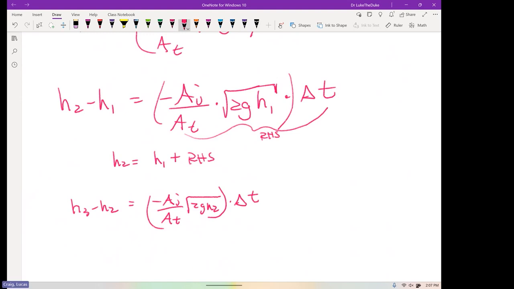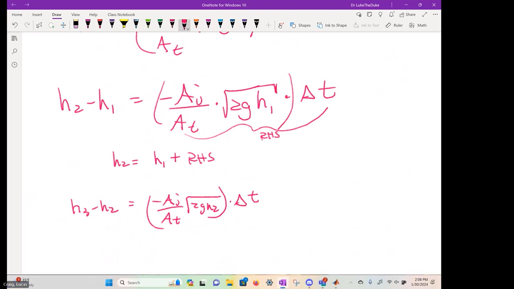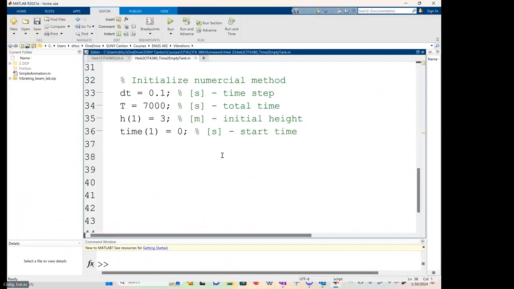This is a pattern. When you see a pattern, what's that in programming? Yep, a for loop. That's why I'm showing you this. So we're going to do a for loop. Go back to MATLAB. How long are we going to do it? I equals big T over delta T.